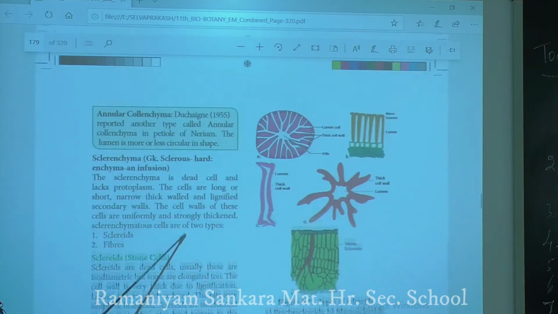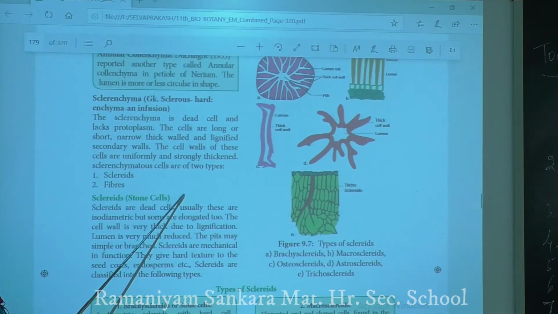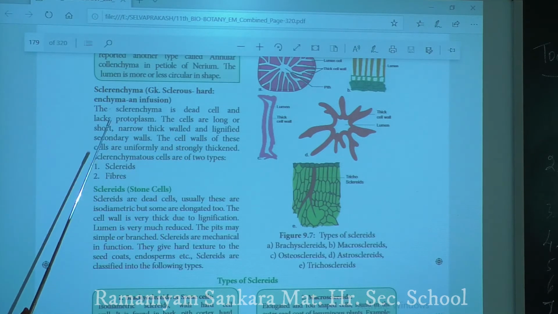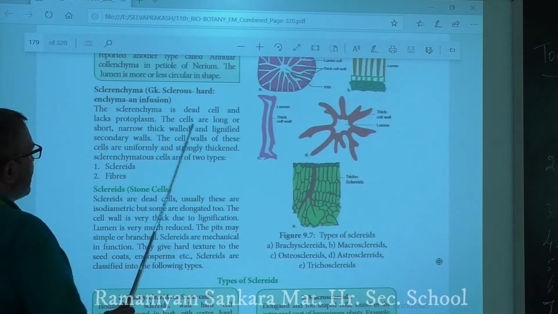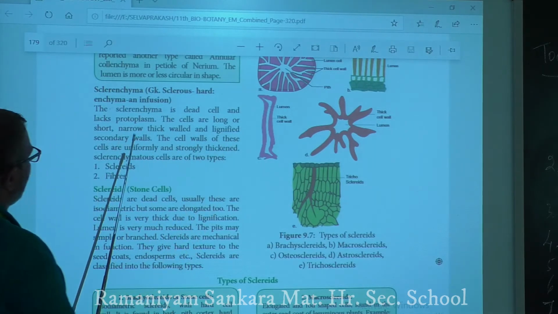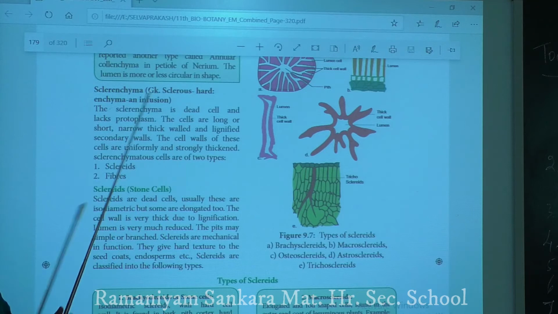Next one, sclerenchyma. So parenchyma, collenchyma and then sclerenchyma. Sclerenchyma consists of dead cells, whereas parenchyma and collenchyma are living cells. Sclerenchyma is dead and lacks protoplasm. Lack means absent. The cells are long or short, narrow, thick walled, with lignified secondary walls. The cell walls are uniformly and strongly thickened.